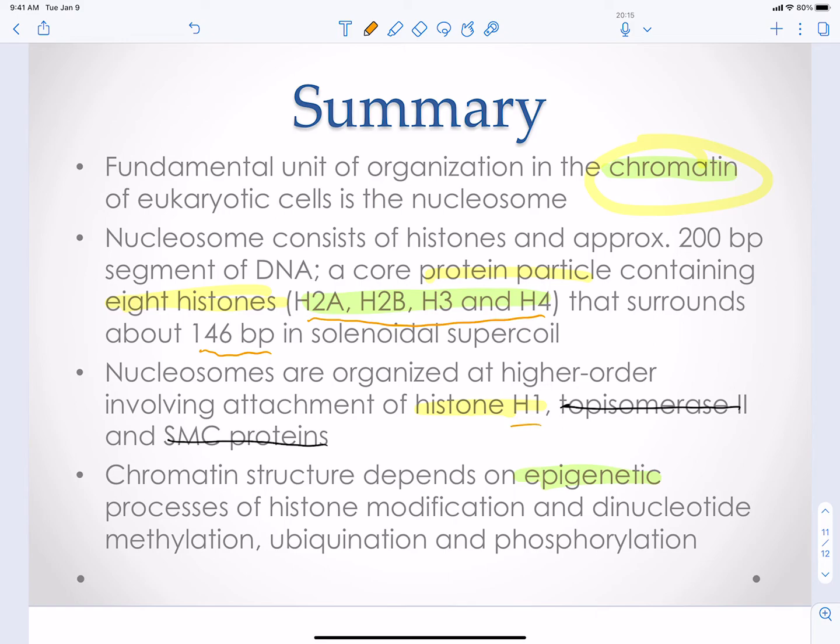Chromatin structure is going to depend on epigenetic processes: methylation, ubiquitination, phosphorylation, acetylation. Those types of things are going to help to control it. And remember that epigenetics is not mutations. It is simply controlling what genes are available for expression and what genes are going to be silenced.